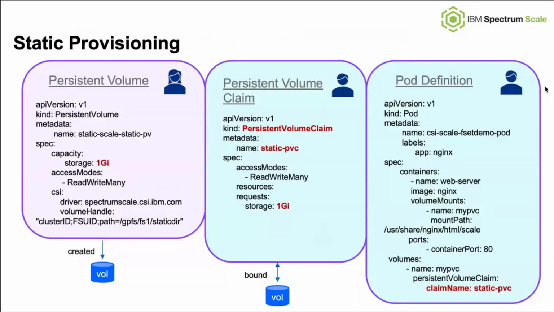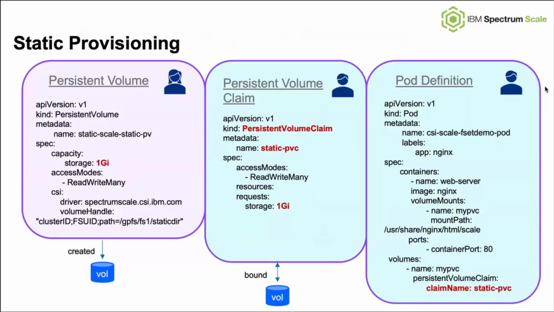Now, once this PV is created, the user creates a persistent volume claim. This is another standard resource in Kubernetes. If you see the definition in the persistent volume claim, here the user has only given the storage requirement. The storage requirement is 1 gig and no persistent volume is specified.